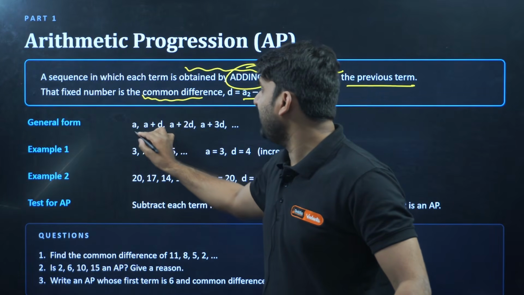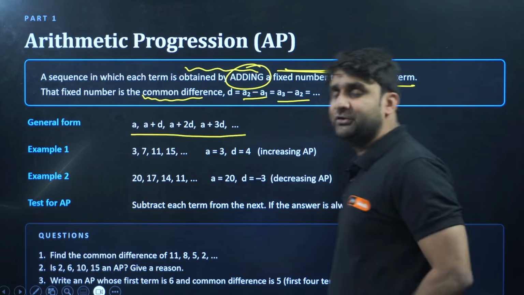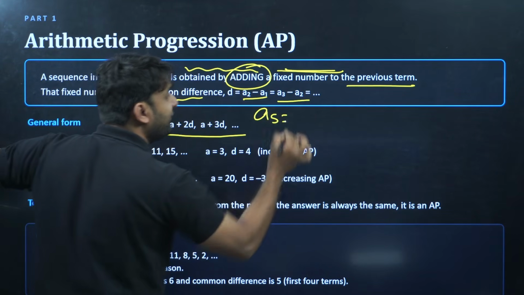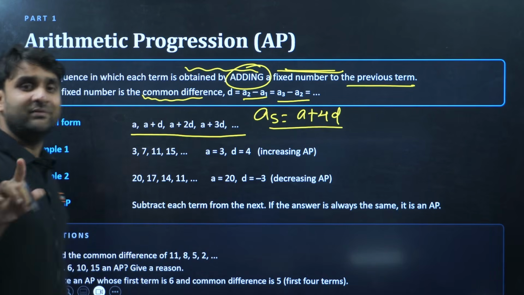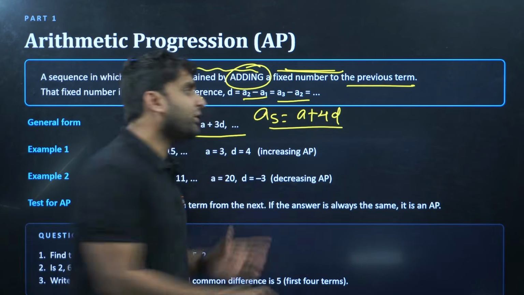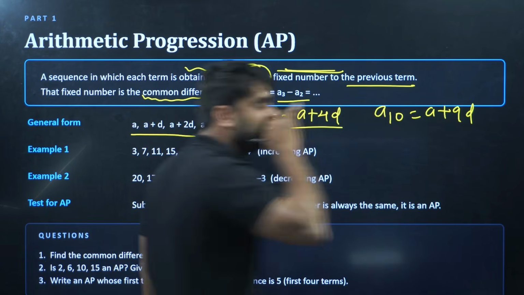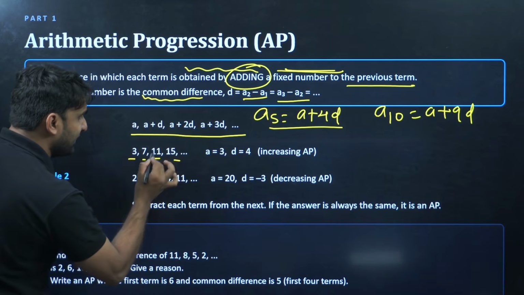So the general form of AP is: the first term is A, the second term will be A plus D, the third term will be A plus 2D, and the fourth term will be A plus 3D. So according to the position of the term, for example, the fifth term will be written as A plus 4D. Always take 1 less D. If you are finding the 10th term in an AP, the formula will be A plus 9D. 1 less.